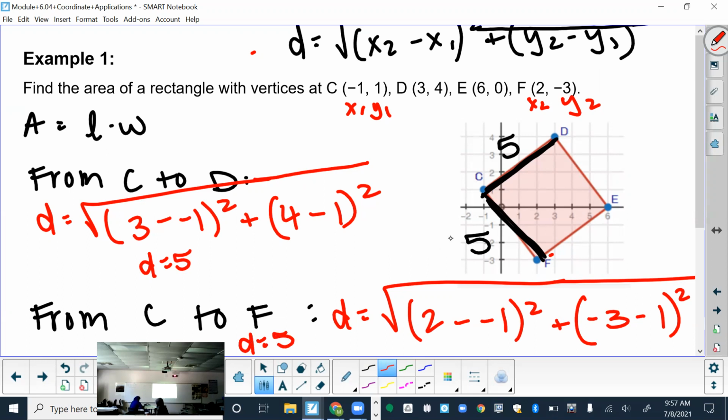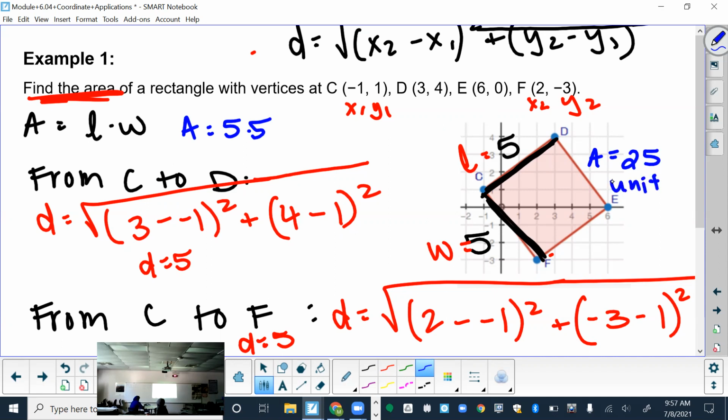So that doesn't answer the question asked. It says find the area. So we need to plug in our length, which is 5, and our width, which is 5, into this formula. So area equals 5 times 5. What does the area equal? 25, and it doesn't give us any units, huh? 25 units squared. Or 25 square units, the same thing.